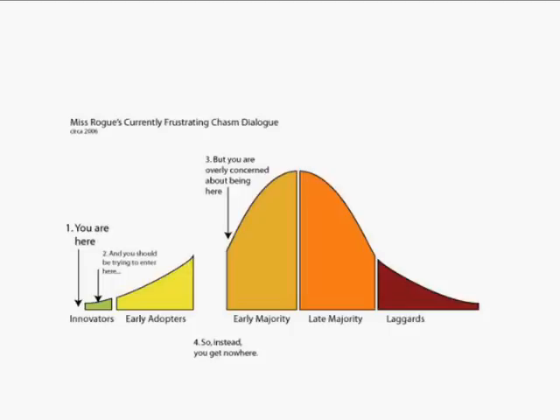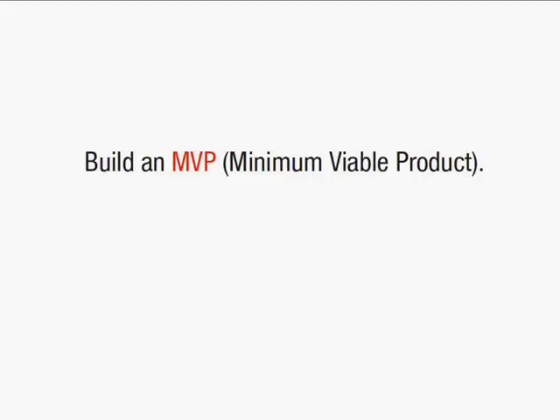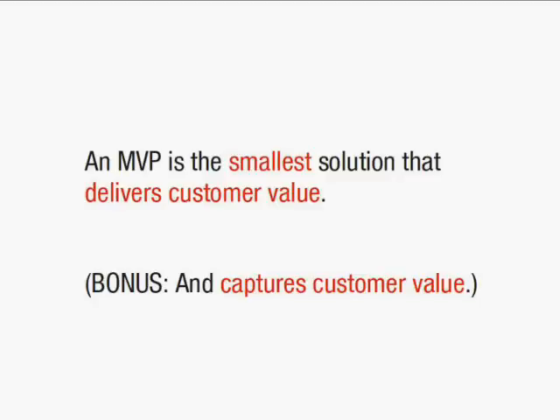Now, the real reason, though, we spend time identifying and learning from our early adopters at this early stage is because it is through these conversations that we are best equipped to define and build the first iteration of our product, or what we call the minimum viable product. There are a number of definitions of MVP or minimum viable product out there. This one is mine. A minimum viable product is not your final solution, but rather it's the smallest solution you can build that delivers customer value and ideally also captures some of that value for yourself. That's just a fancy way of saying it gets you paid.